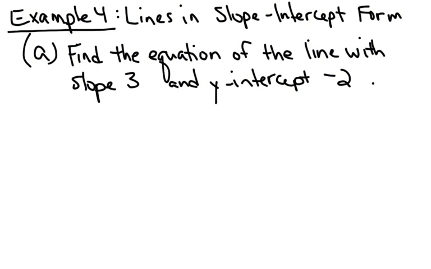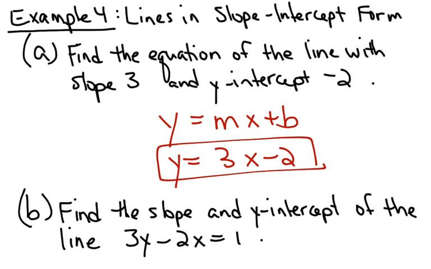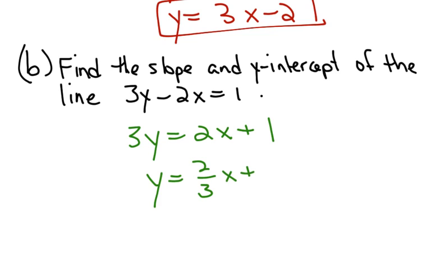So it really doesn't matter which point you use in this particular problem. Now let's talk about using slope-intercept form. I want to find the equation of the line with a slope of 3 and a y-intercept of negative 2. When you're given the slope and the y-intercept, all you have to do is plug it into this equation. So y must be equal to 3x minus 2. Now in part B, let's find the slope and y-intercept of the line 3y minus 2x equals 1. In order to find the slope and y-intercept, we want the equation to be in slope-intercept form, so we want to solve it for y. So you're going to add the 2x, you're going to divide everything by 3, and then the slope must be 2/3, and the y-intercept must be 1/3.